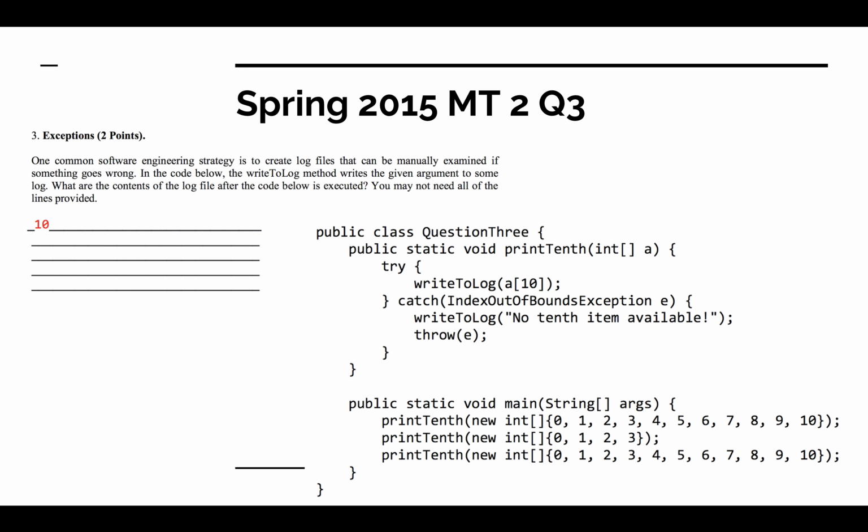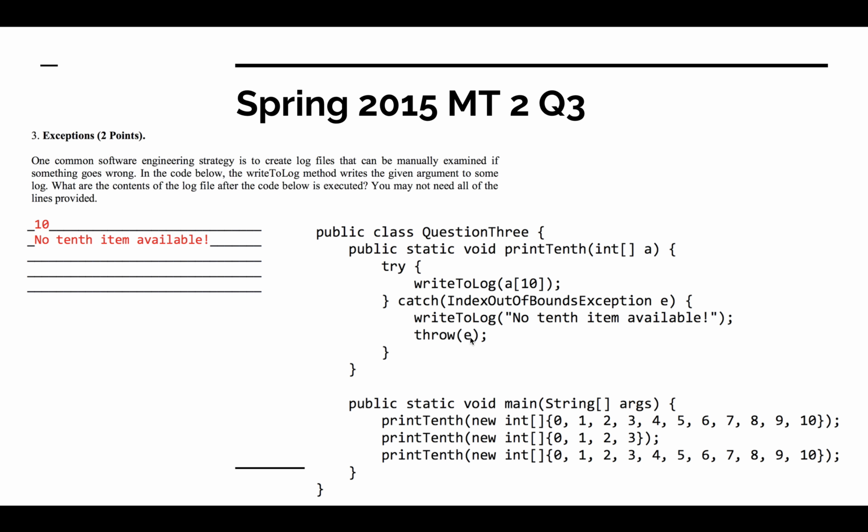And then the second call. So we do print 10th of new int 0, 1, 2, 3. We go into the try block, we try to write to log. But what's the 10th element of this array? Yeah, so there's an index out of bounds exception. So luckily we have a catch block, so we catch it. And then we write to log, no 10th item available. And then we throw this exception.